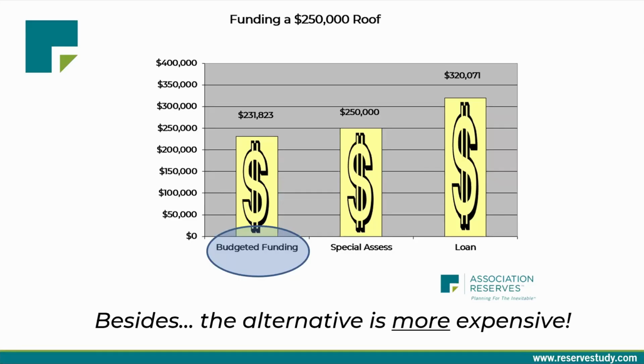For a $250,000 roof project, owners will pay less than $250,000 due to the compound interest earned from the bank. A special assessment will pay directly for the expense. Your $250,000 special assessment goes straight to the roofer. But if you start thinking about a loan, remember that at current rates, it will take about $320,000 from the owners to pay back that $250,000 loan. Like we've said plenty of times before in this webinar, this is just another way that delay just gets expensive. Budgeted funding will cost the owners less than a special assessment or a loan.